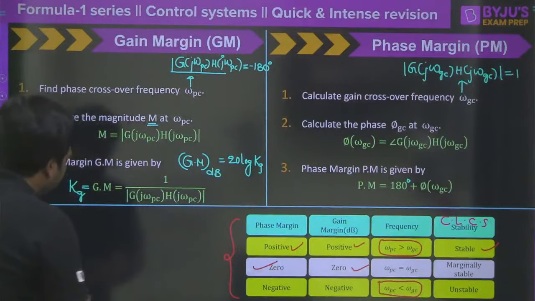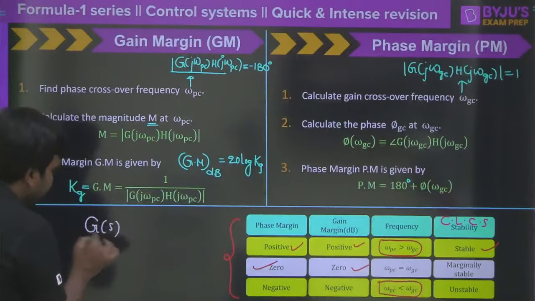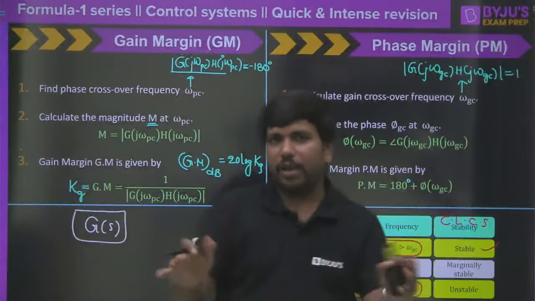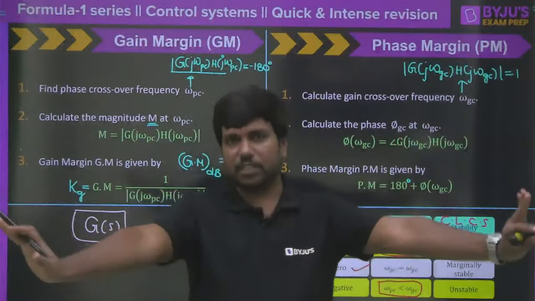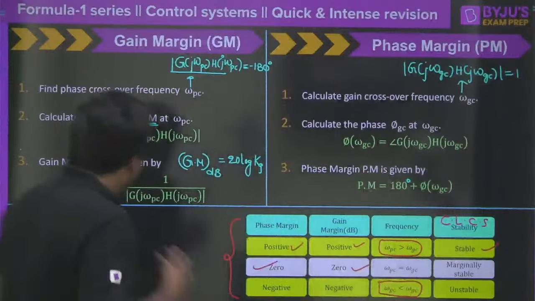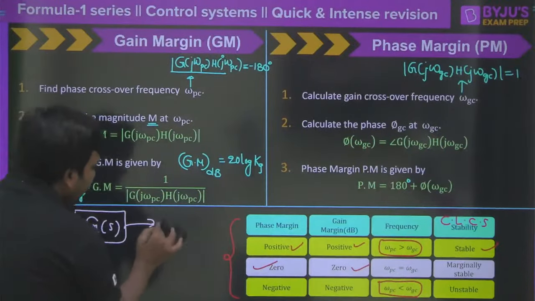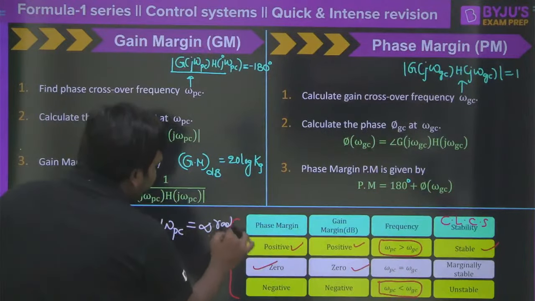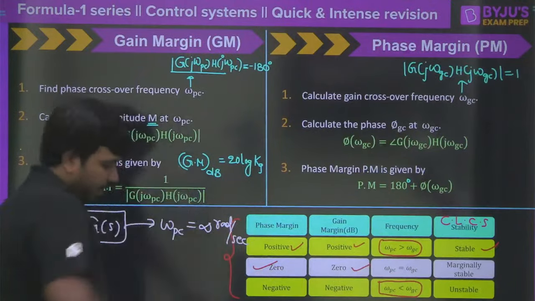Sorry, extremely sorry. Let us assume that we have some system. Okay, this is some random system. It is a simple system, G of S. I am saying that this system has omega PC is equal to infinity. Okay, assume that this system has omega PC is equal to infinity.